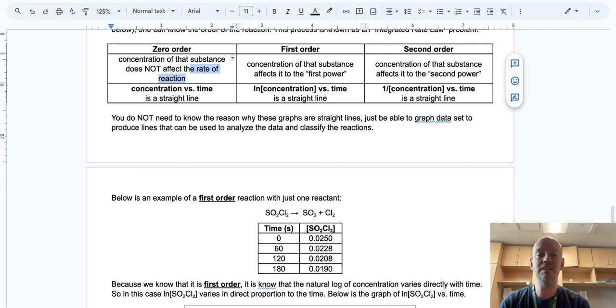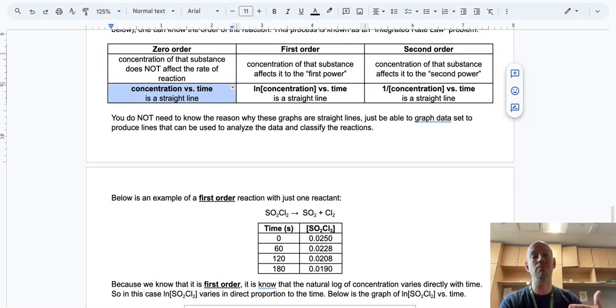With the integrated rate law, we will only look at it three ways. One, where the chemical does not impact the rate. So that means over time, the concentration goes down at a constant amount, no matter how fast it goes away, no matter how much is there.